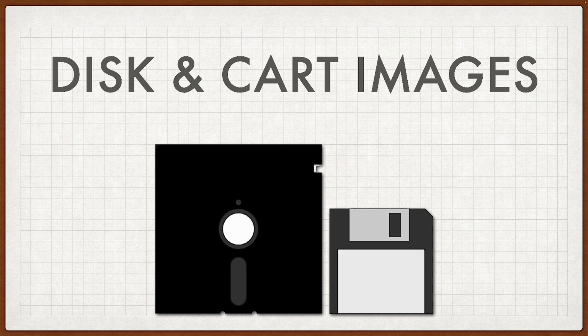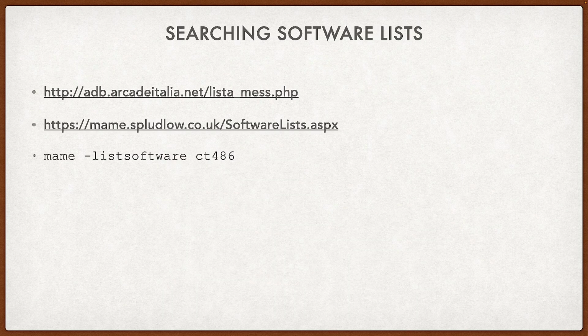MAME knows about the software, but obviously, if you don't want to go down the route of software lists, you can download individual disk images and attach them to MAME directly. So I'm also going to show you how to obtain MS-DOS installation disks, Windows installation disks, and some curated software from a very convenient source, so you don't have to go hunting all over the internet. So first thing, let's talk about software list, and I have two different sites, Arcade Italia and Spudlo.